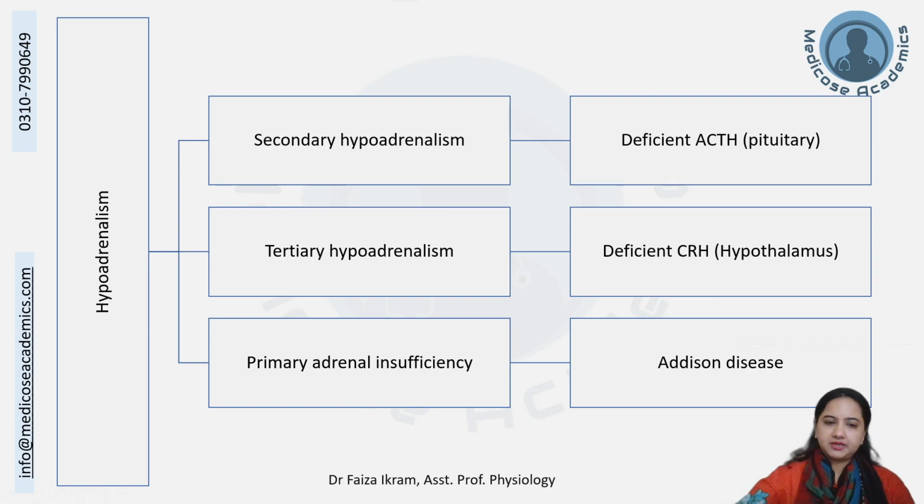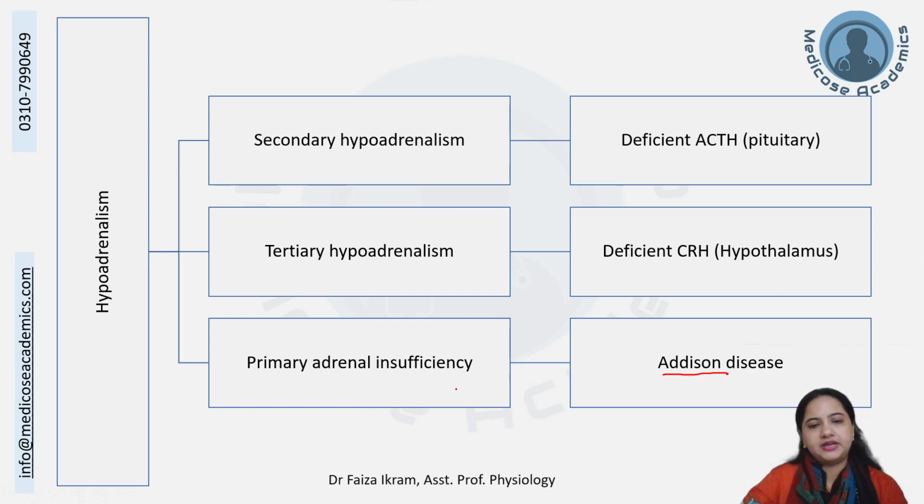There might be primary adrenal insufficiency. The adrenal gland itself has some defect, one of which can be caused by Addison disease. Almost 80 to 90% of primary adrenal insufficiency is caused by Addison disease, which is caused by an autoimmune disorder.